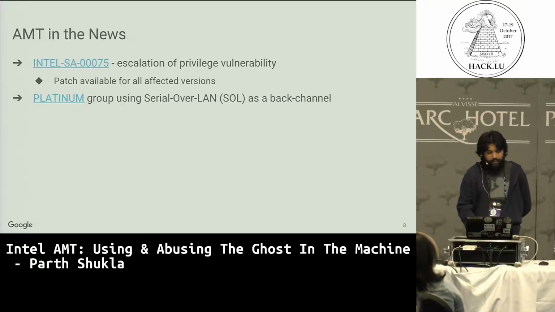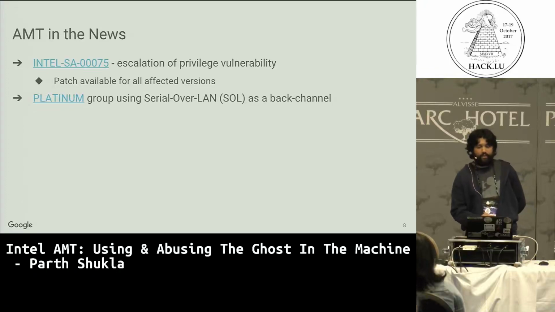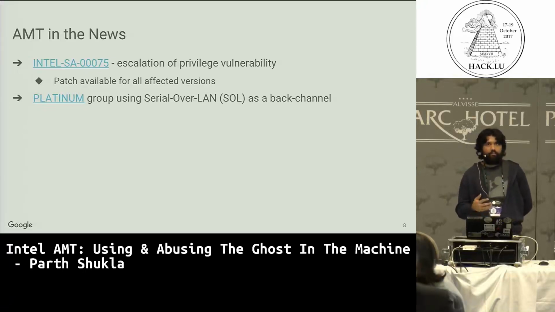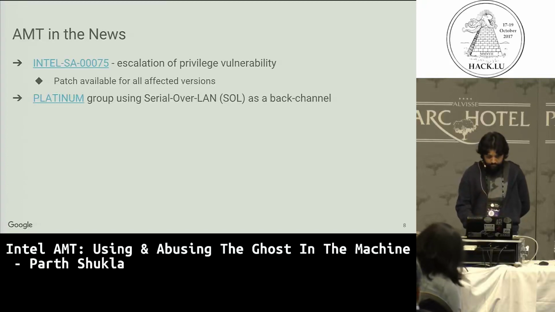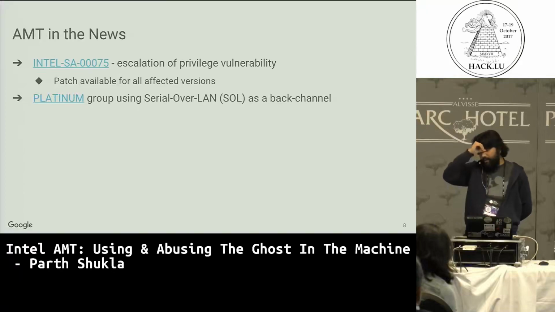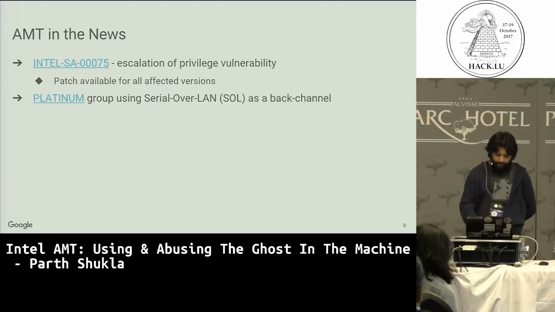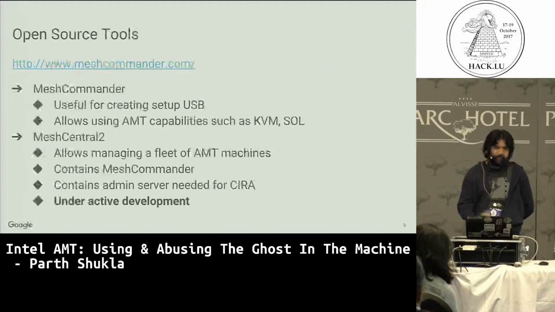The second thing that was in the news is the malware developed by the Platinum Group, which was seen hiding communication from the OS by using AMT serial over LAN. So any software you may have running in the OS that may look for suspicious traffic will not see this. Is there more to come? There is an ME talk scheduled at Black Hat, which I'm looking out for. Black Hat London.